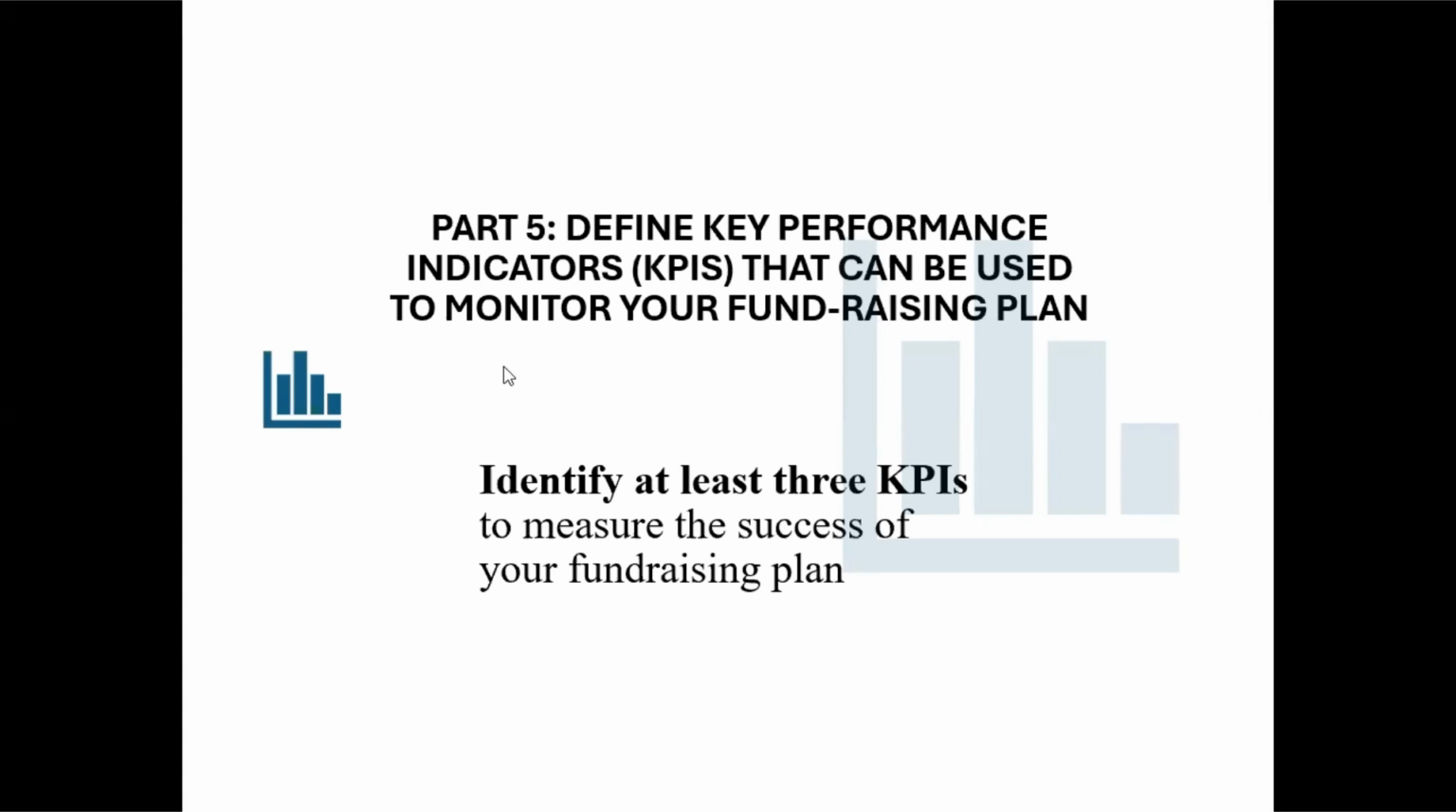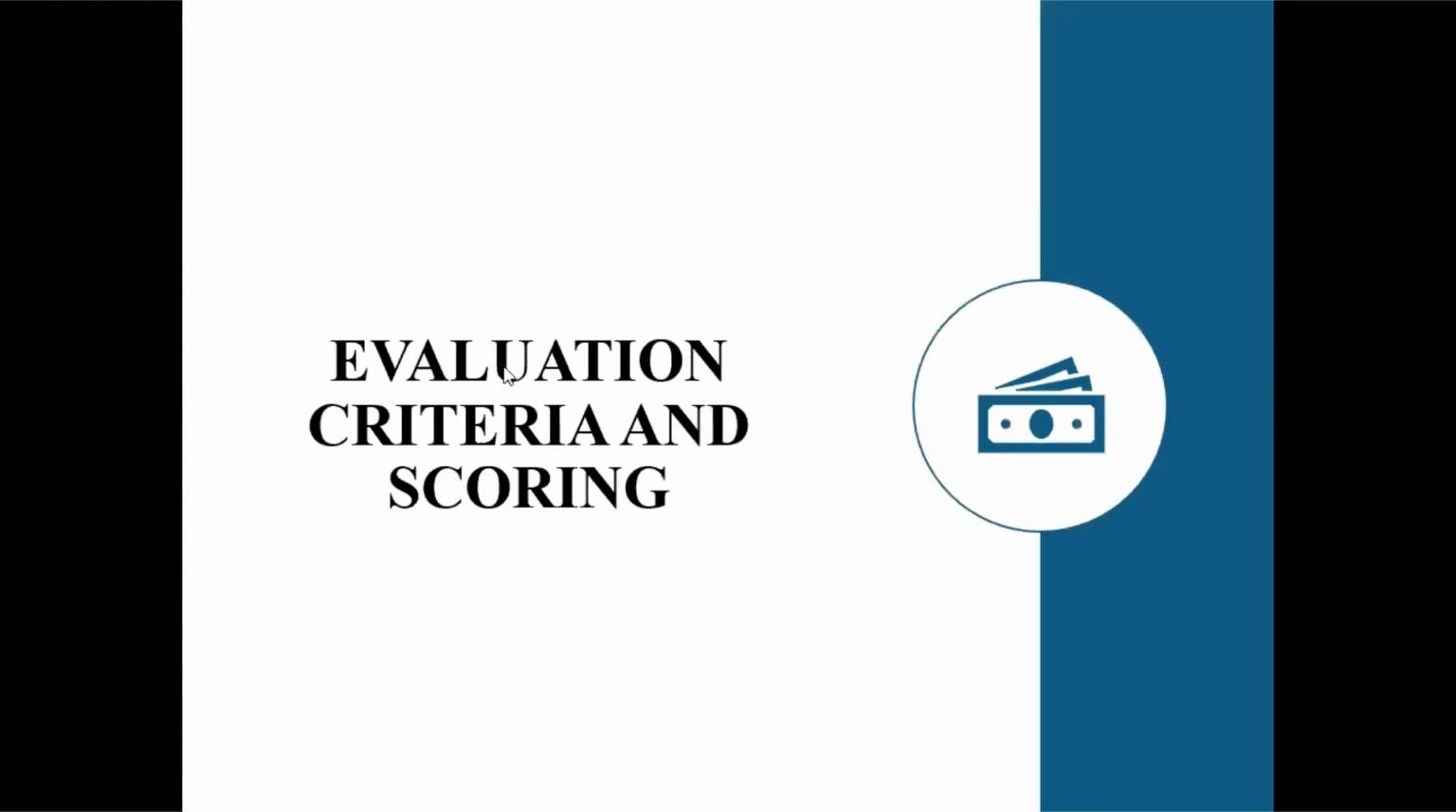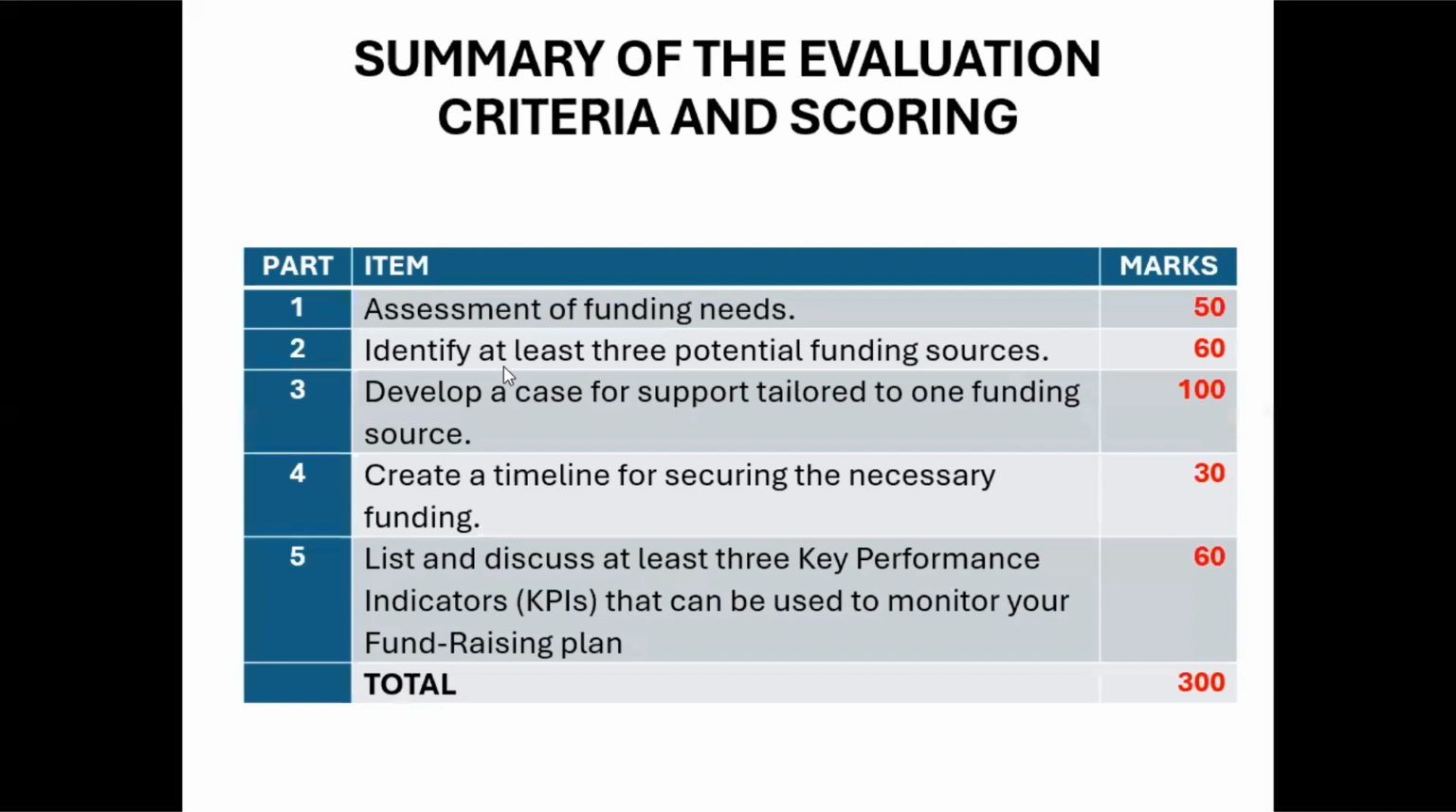And so now, how do you evaluate the submissions? The evaluation criteria and scoring will be as follows. One, the first part, assessment of funding needs, will be 50 marks. Identification of at least 3 potential funding sources will be 60 marks. Developing the case for support tailored to one funding source will be 100 marks. Creating a timeline for securing the necessary funding will be 30 marks. Listing and discussing at least 3 key performance indicators that can be used to monitor the fundraising plan will attract a score of 60 marks. So the total will be 300 marks.